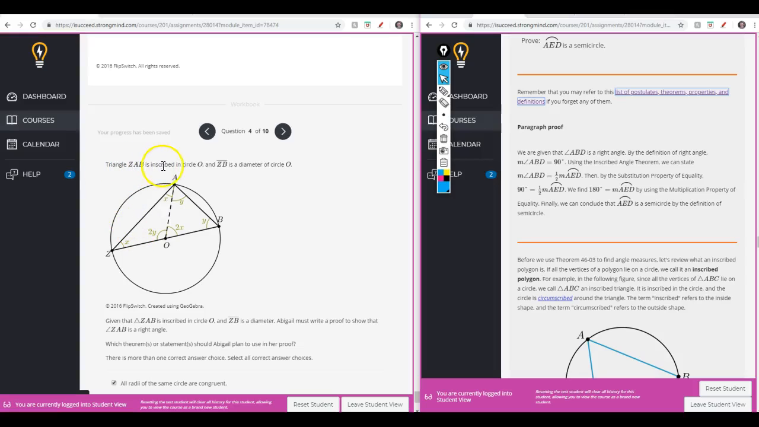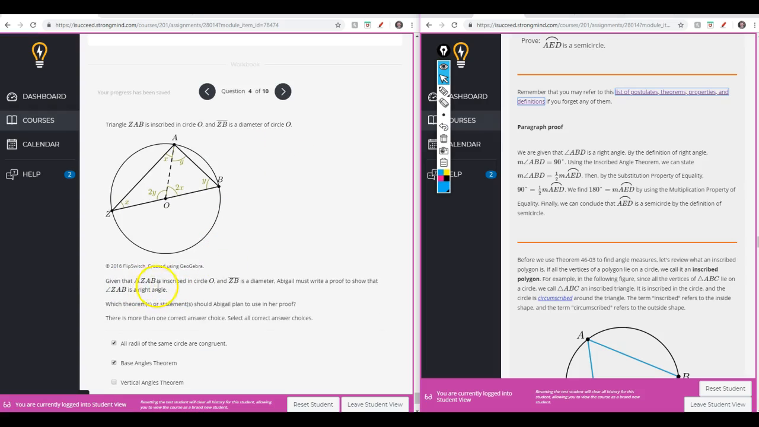Okay, triangle ZAB is inscribed in circle O and segment ZB is a diameter of circle O. Given that triangle ZAB is inscribed in circle O and segment ZB is a diameter, Abigail must try to prove that angle ZAB is a right angle. Which theorems or statements should Abigail plan to use in her proof? There is more than one correct answer choice.